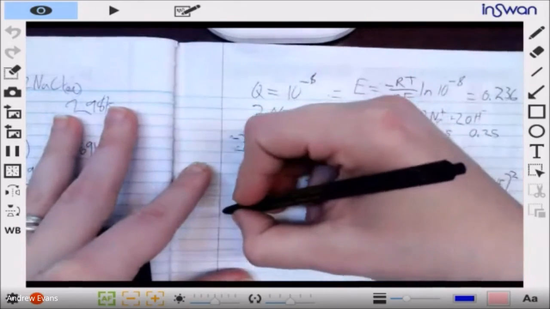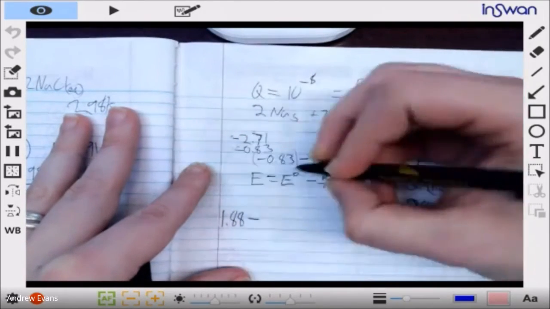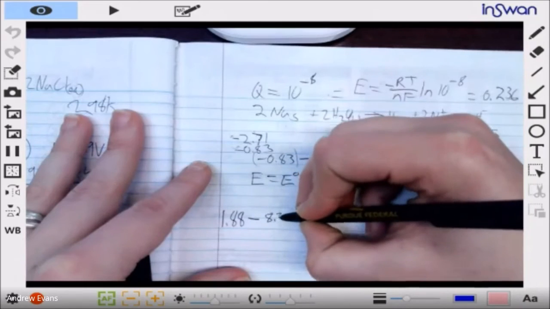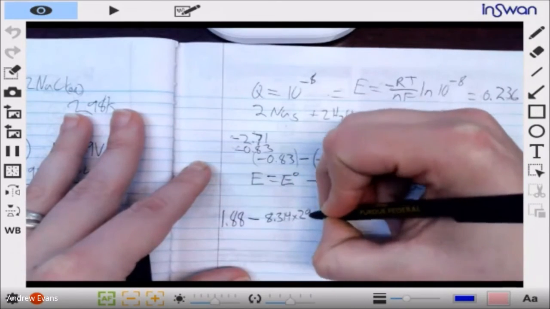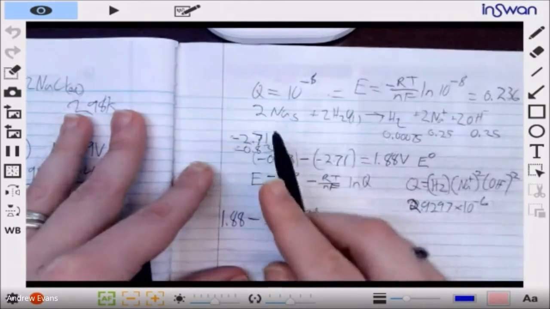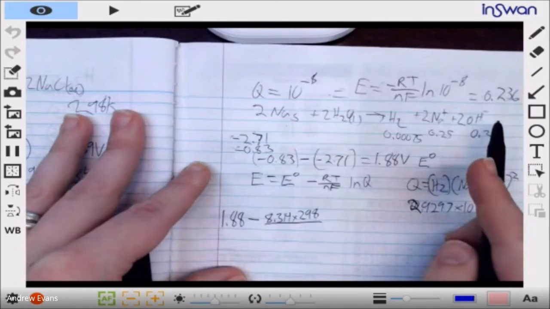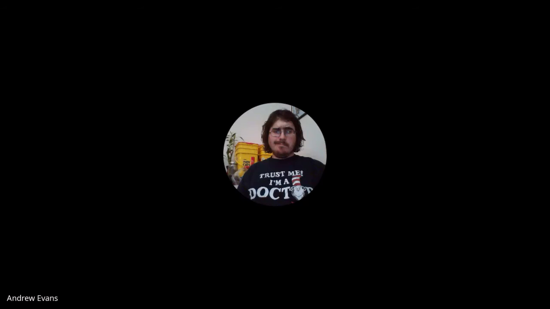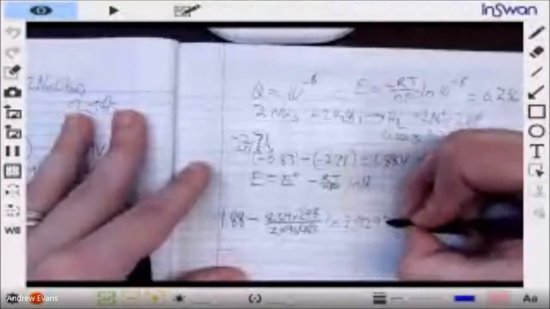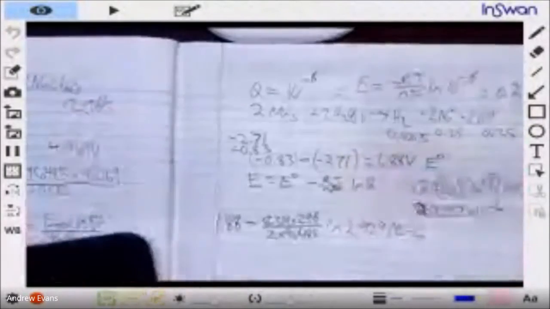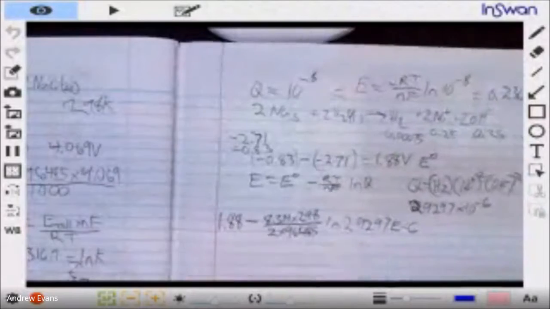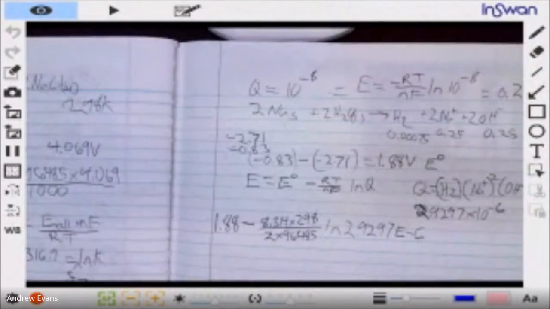So we have 1.88 minus 8.314 times 298. How many electrons? 2 are lost, 2 gained. Divided by 96485, ln of 2.9297 E negative 6. Now, maybe you want to solve this in parts, maybe you want to solve it all at once. It depends on how nice a calculator you have.